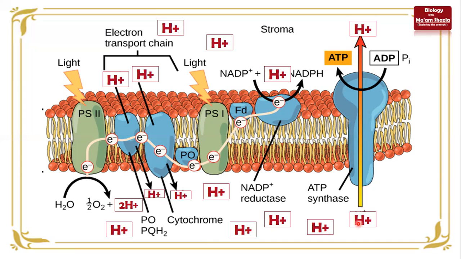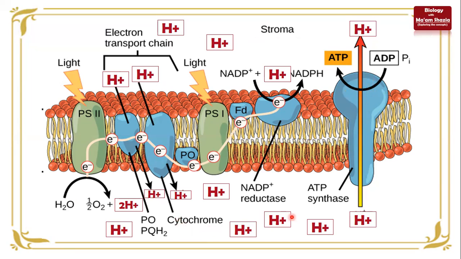proton or the hydrogen ion. This energy is utilized by ATP synthase. This knob-like structure is basically the ATP synthase, an enzyme which is responsible for the production of ATP. And this hydrogen will come into the stroma. Once again, cytochrome complexes will take this hydrogen and pump it inside the thylakoid lumen.